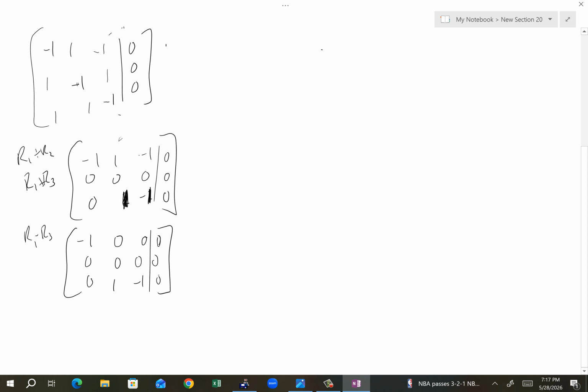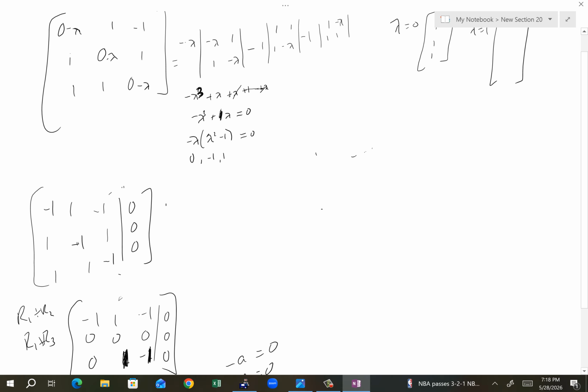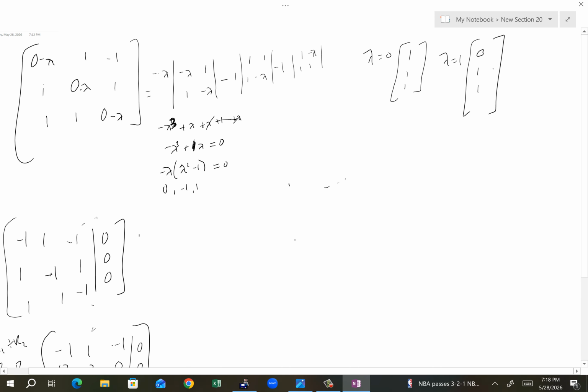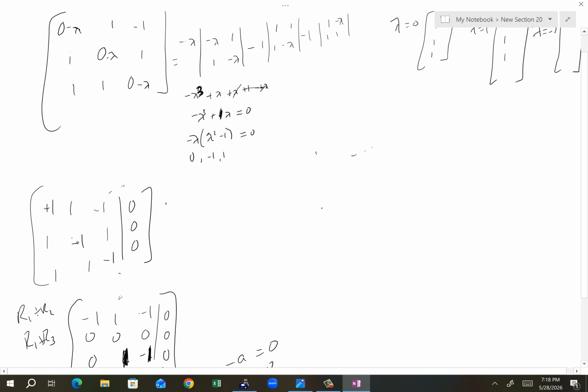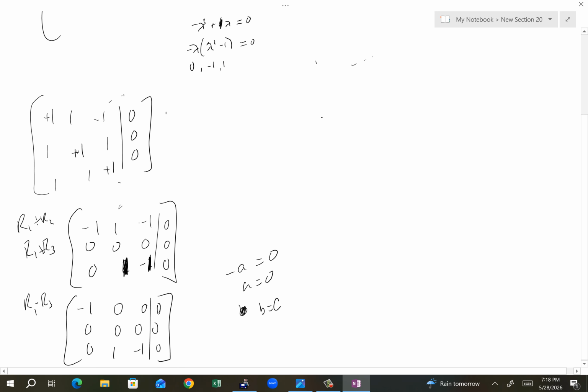Oh, that's cute. What does that tell us? Well, it says that negative a equals 0, which means a is 0, obviously. And then b equals c. So in that case, I would do 0, 1, 1. So 0, 1, 1. And then for lambda equal negative 1, these would be positives, like so. But I would do the same exact scenario.